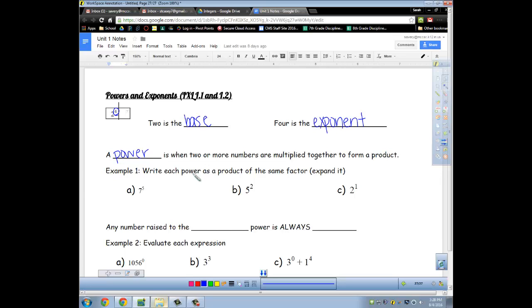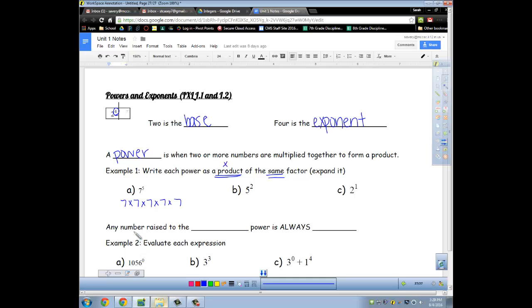Now the first set of examples, it says write each power, so we can think of that as problem for now. Write each problem as a product, meaning multiply, of the same factor. So we know we're going to be multiplying the same thing. It doesn't actually say solve, so I'm not going to solve it. It just says write the same thing as a multiplication problem. So 7 to the fifth means 7 times 7 times 7 times 7 times 7. So I'm going to write that out: 7 times 7 times 7 times 7 times 7. So I have 7 five times. And that's actually your answer.